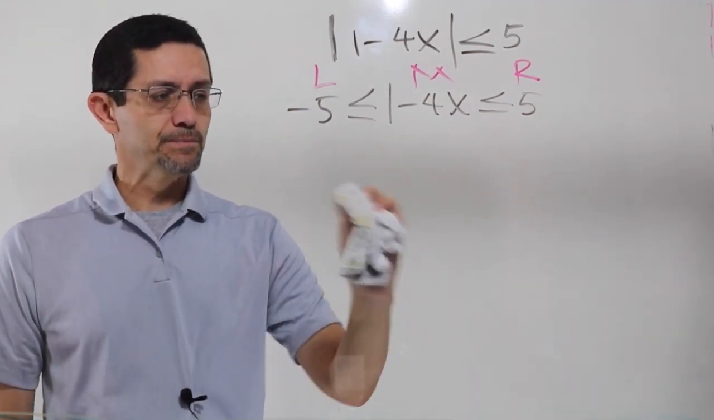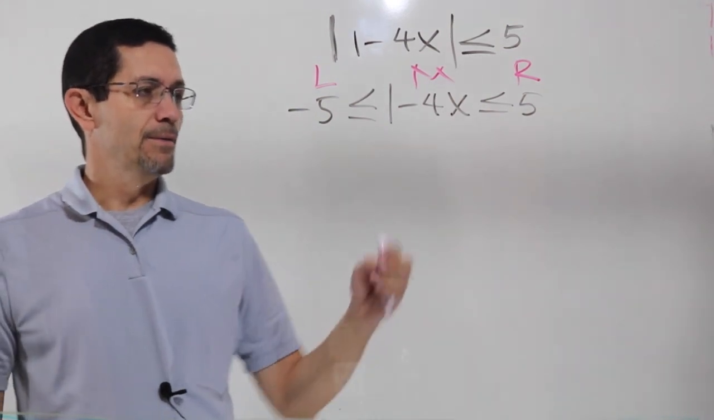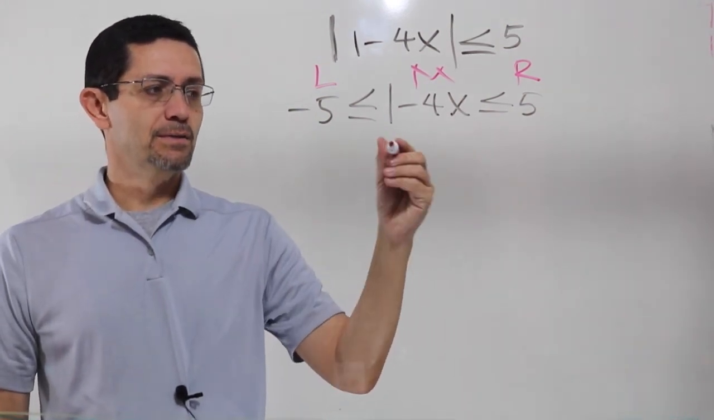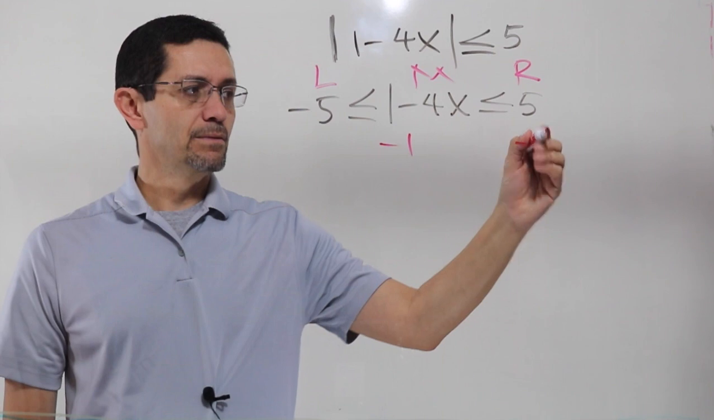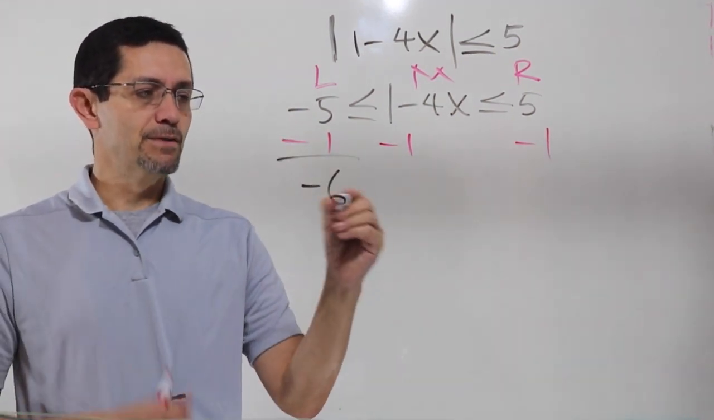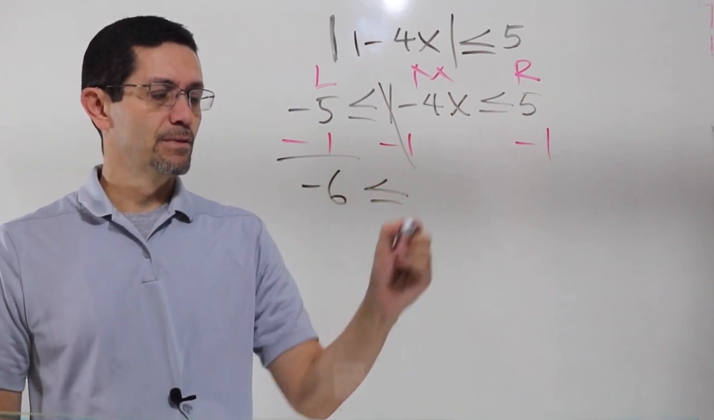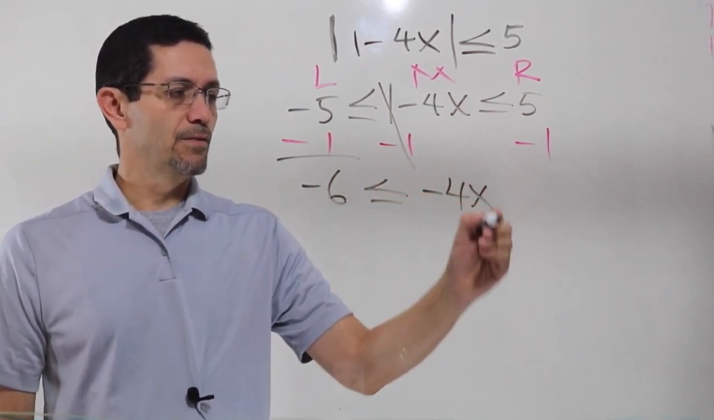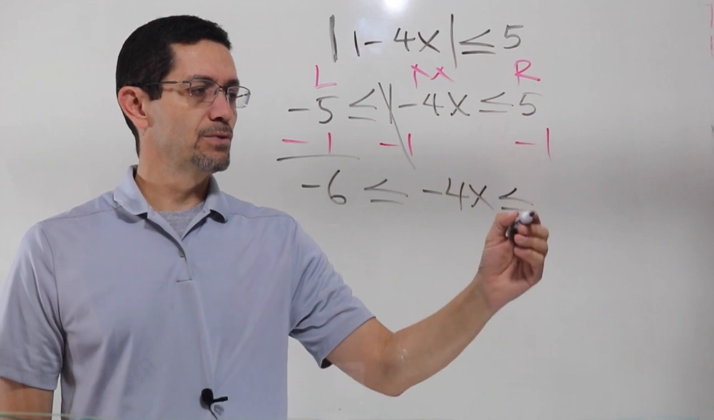So let's go. Now, to leave the x by itself, I've got to cancel this. So minus 1 on the middle, on the right side, and on the left side. So I have negative 6, this cancels, is less than negative 4x, which is less than or equal to 4.